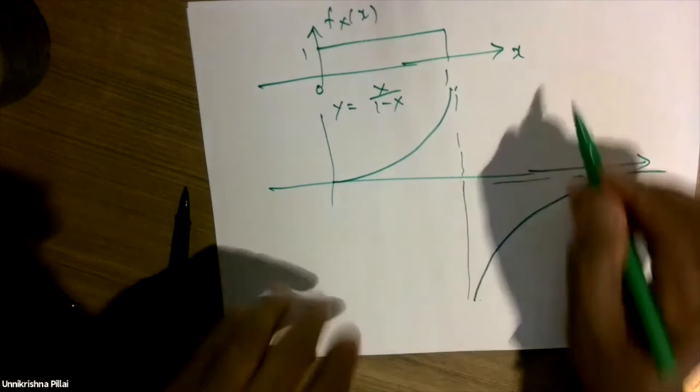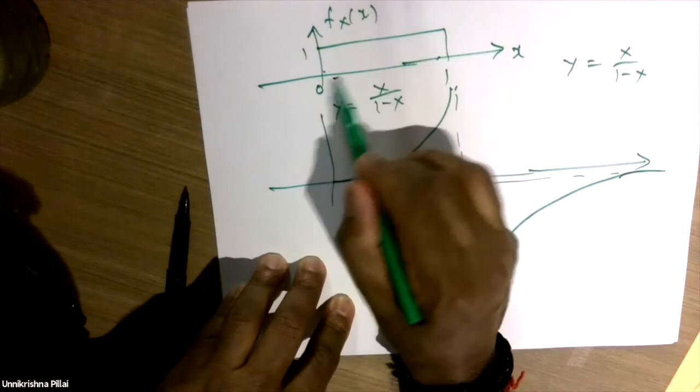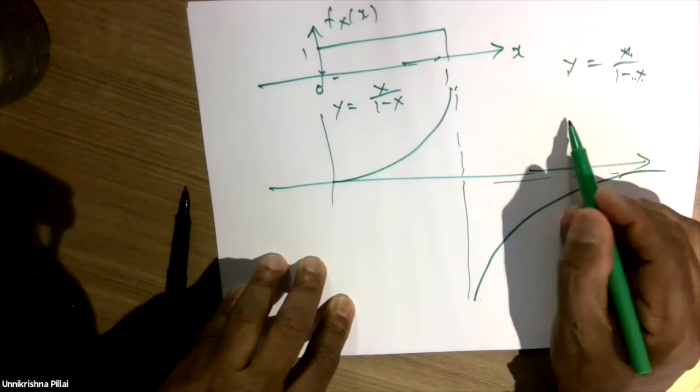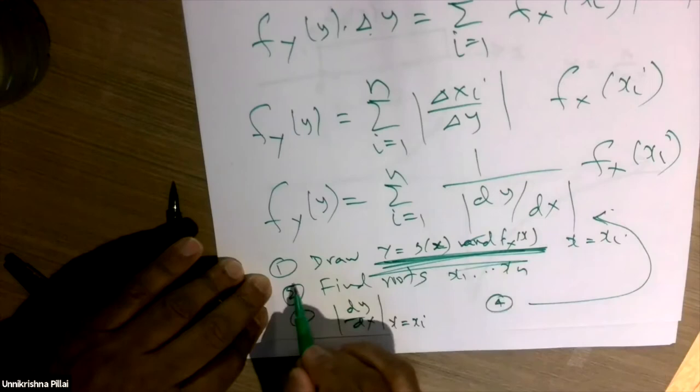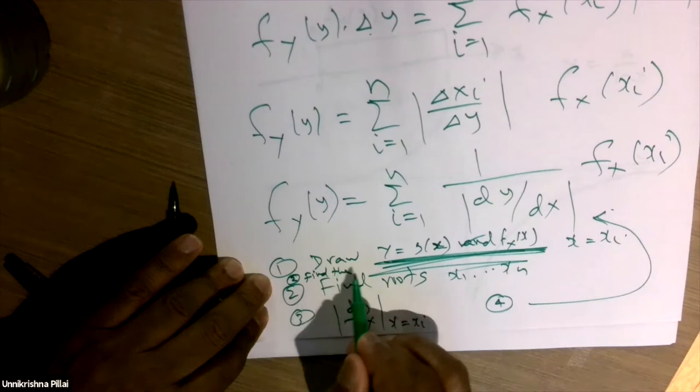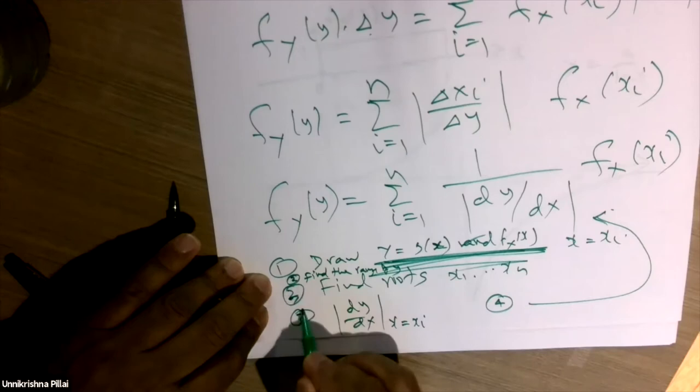Now look at this problem. Y is x over 1 minus x. All we are interested in is here: x goes between 0 and 1. As x goes between 0 and 1, what is the range on y? Anybody? So let me modify my graphs. Step 2 is to find the range of y. It's understood, but let me write it like this. Then this will be 3, 4, 5.